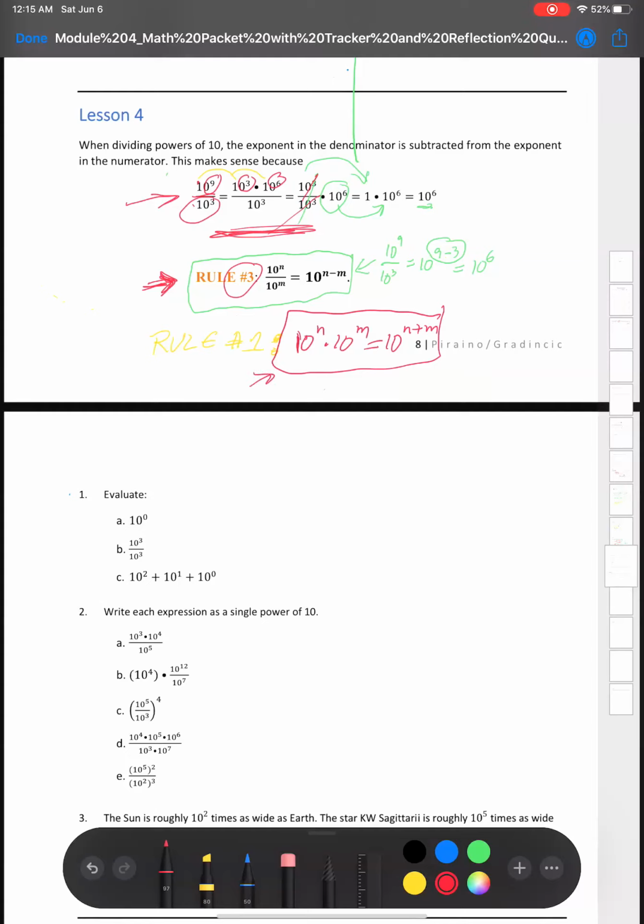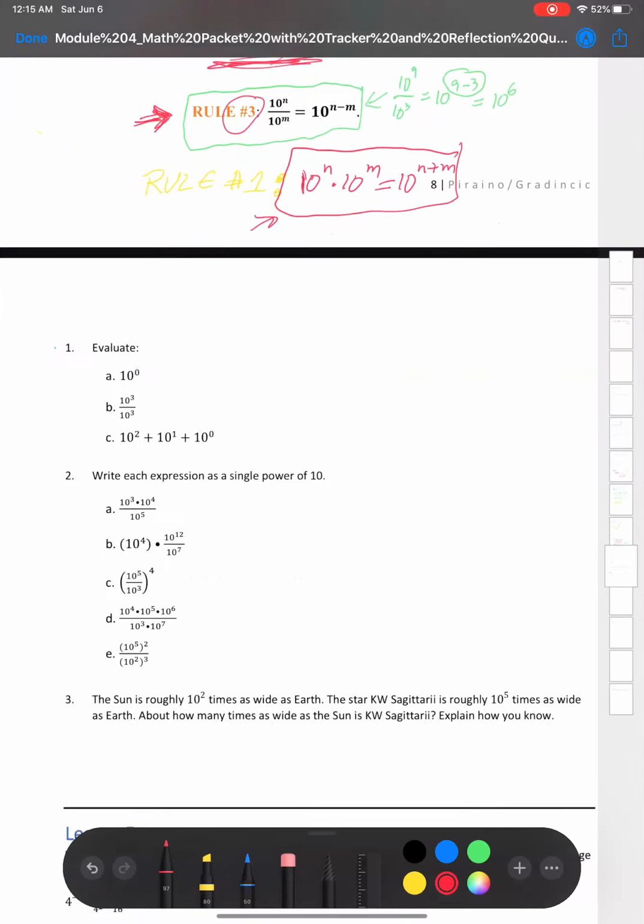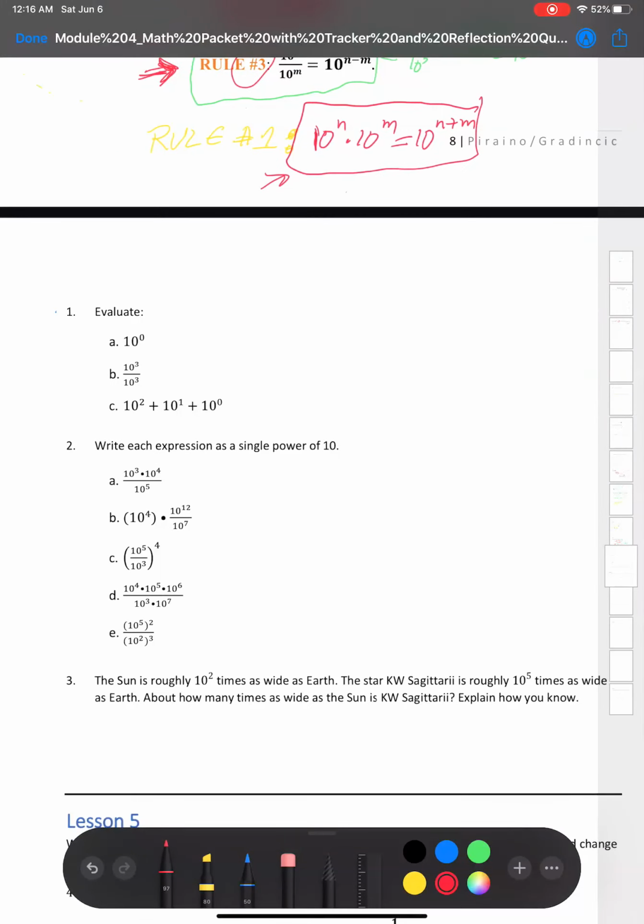All right, so number 1, you're going to have one freebie, because this is something that we did not learn before, and it's something that you just need to remember, okay?